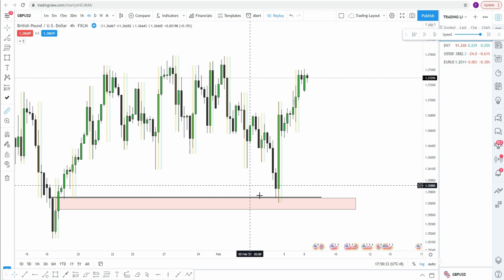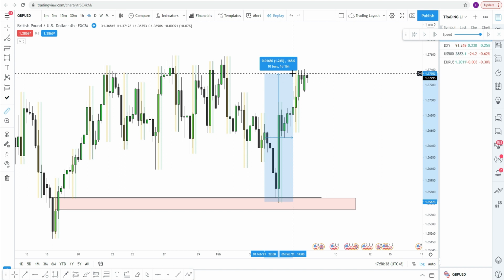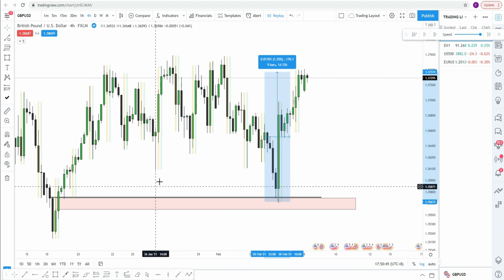And this price swing was initially 170 pips, which is a lot. And I think I did catch this move with my mentorship.